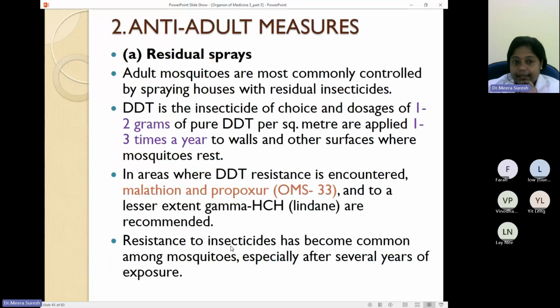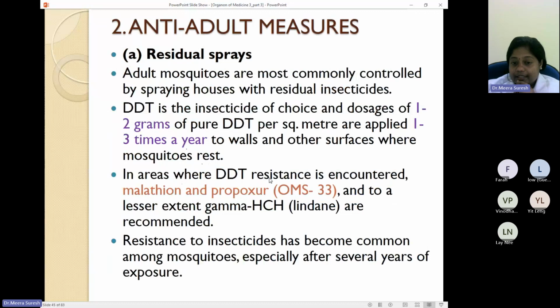We go towards the anti-adult measure where we use the residual sprays. For the residual sprays, it is mostly to control the insects inside. So we will be spraying inside the house. DDT is the most ideal one, and the dosage that is used is 1 to 2 gram of pure DDT per square meter. You don't have to remember that. And also to be applied 1 to 3 times a year to walls and other surfaces where mosquitoes rest.